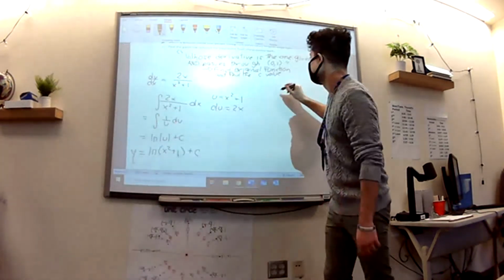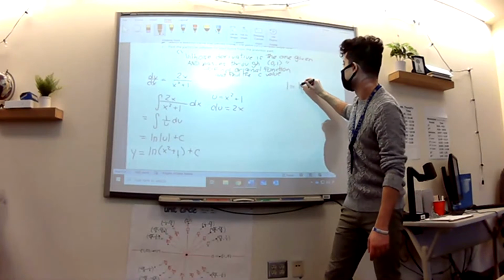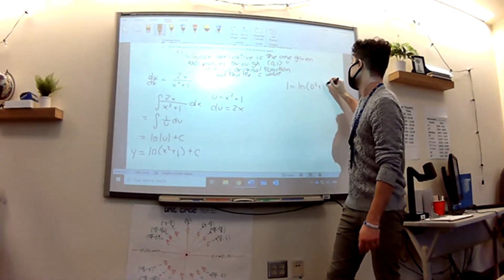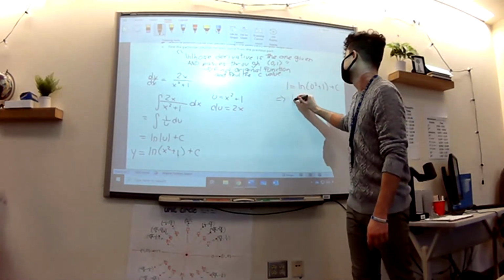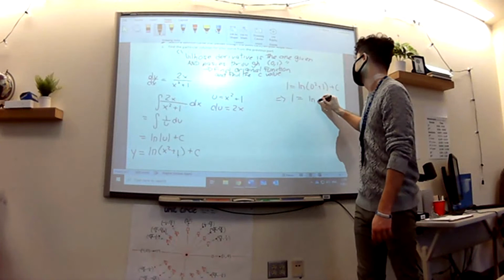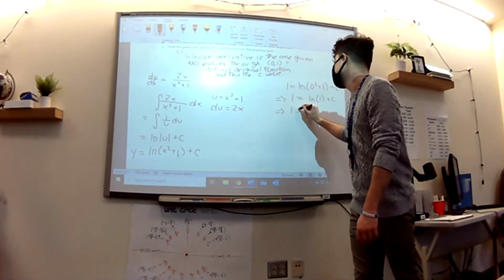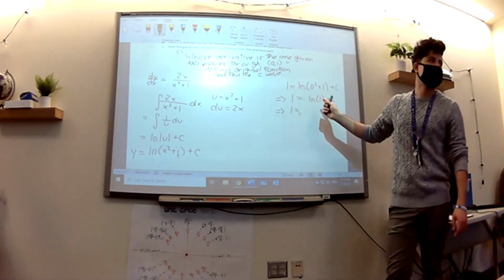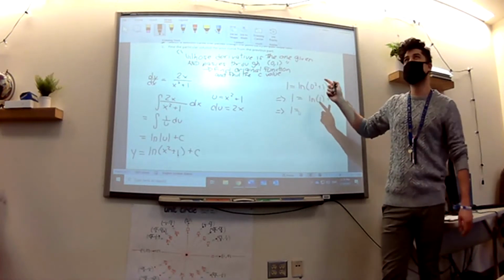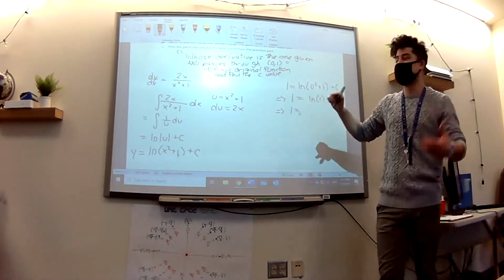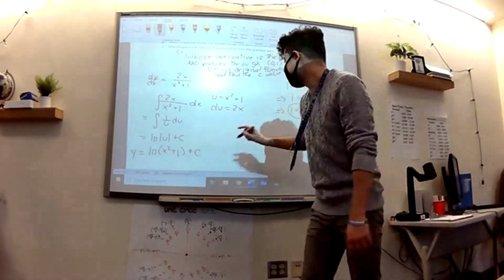Let me do that fast before we run out of time. I plug in (0, 1). 1 equals natural log of 0 squared plus 1, plus c, meaning that 1 is equal to natural log of 1 plus c. Do you guys know the natural log of 1? Oh, nice, okay, yeah. That means what power do I raise e to get 1? And of course that's 0, so 0 plus c equals 1. Therefore c equals 1, and you plug that in here and you're done.